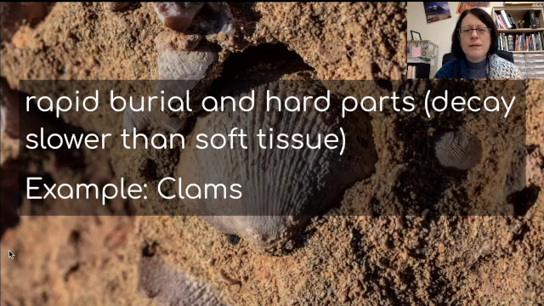First is the rapid burial and hard parts. Because hard parts decay slower than soft tissue. And also you need a rapid burial so that the organism does not decay before it becomes fossilized. So one of the most common fossils you find, and I'm sure you've all found this, is clams. You've probably all found fossilized clamshells, and that's because they meet the criteria. They were buried rapidly and they have hard parts.